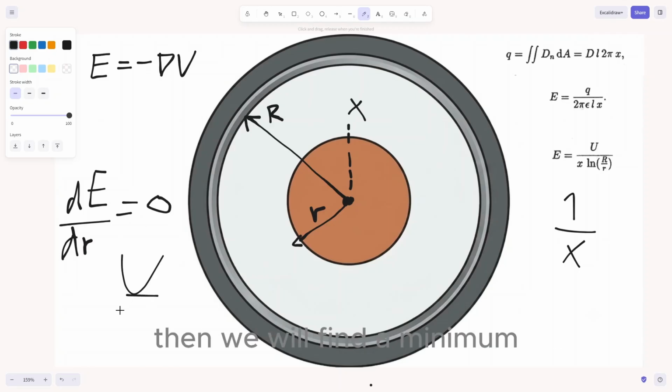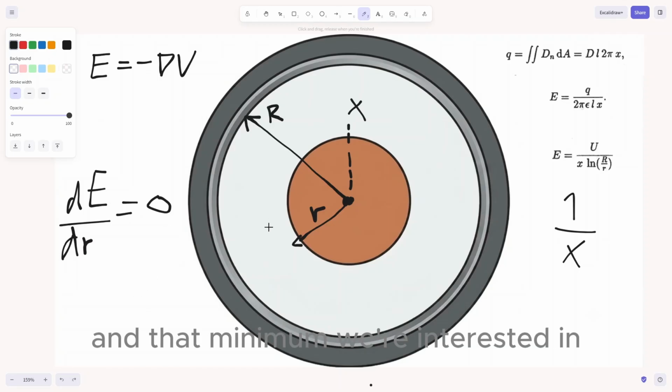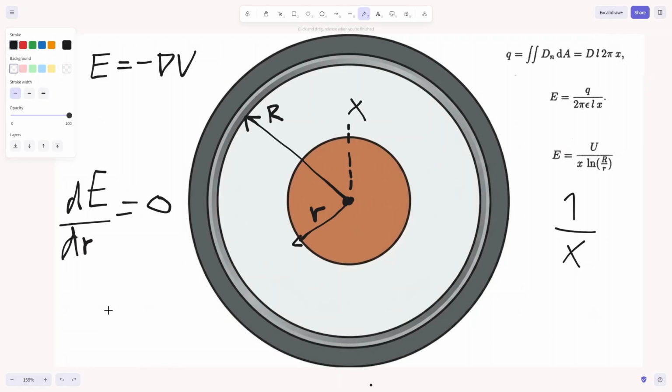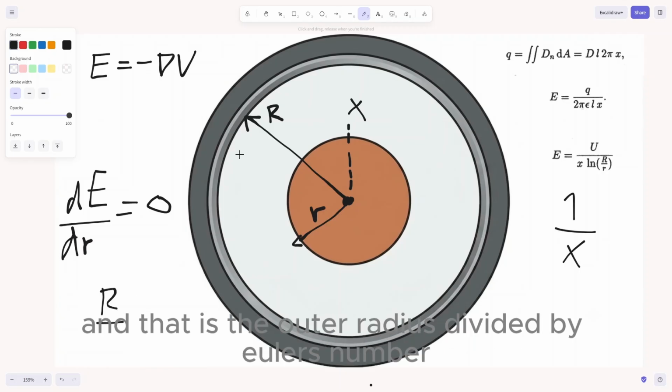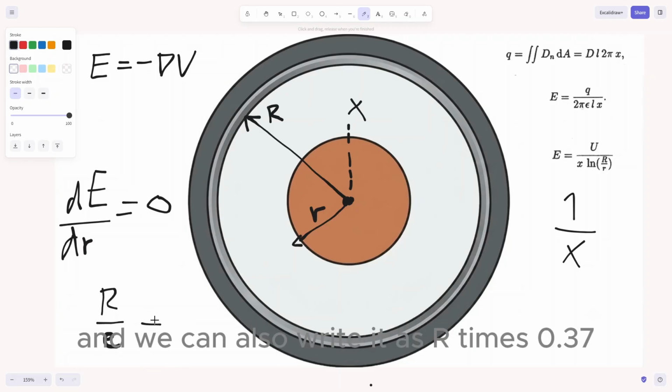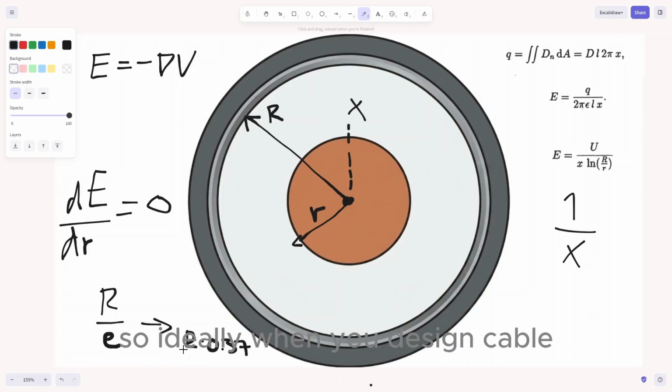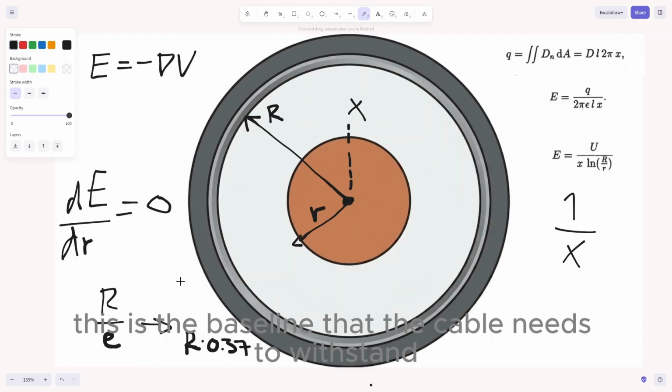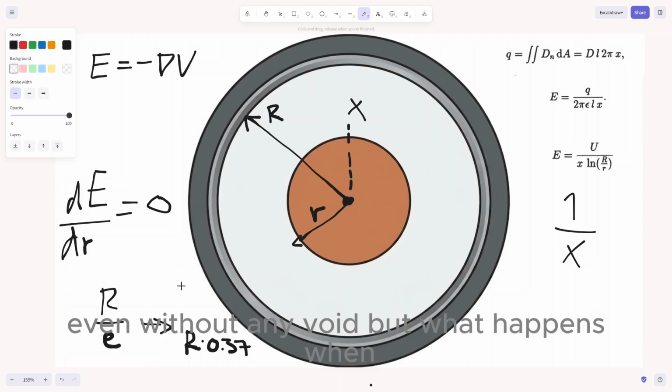And we want to find when this is minimal. Then we'll find a minimum, and that minimum we're interested in to keep the field as low as possible throughout the coaxial cable. And that is a ratio that is given, and that is the outer radius divided by Euler's number. We can also write it as R times 0.37. So ideally, when you design a cable, you're going for this radius. This is the baseline that the cable needs to withstand, even without any void.